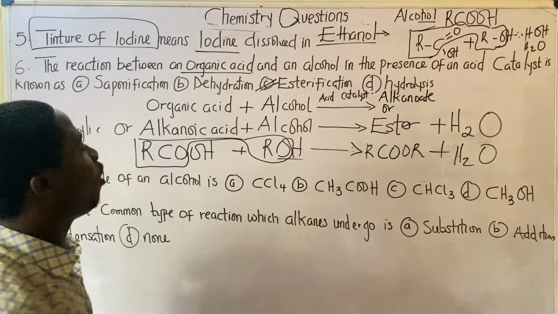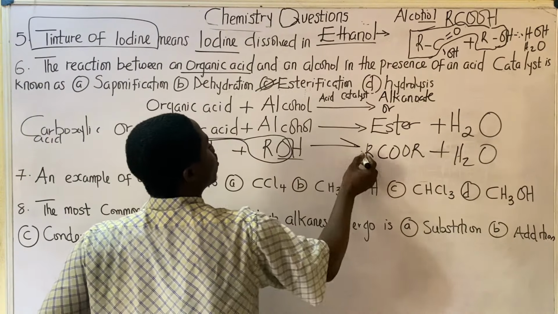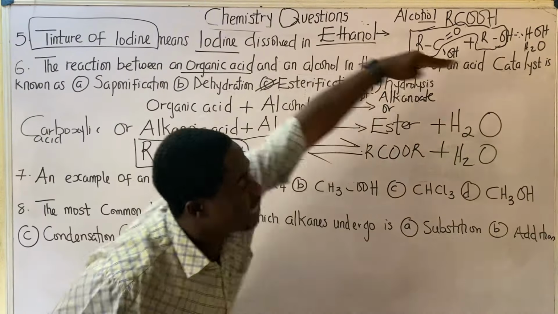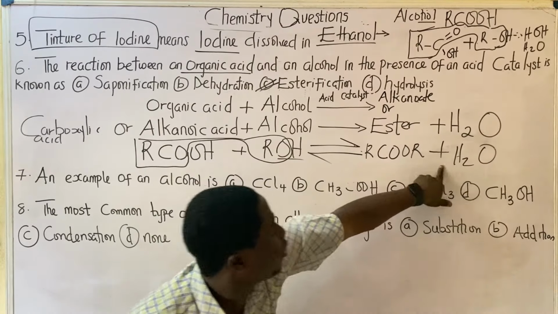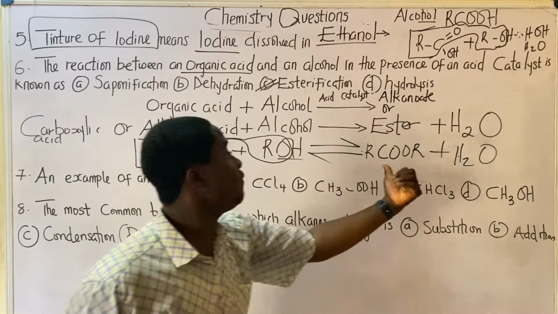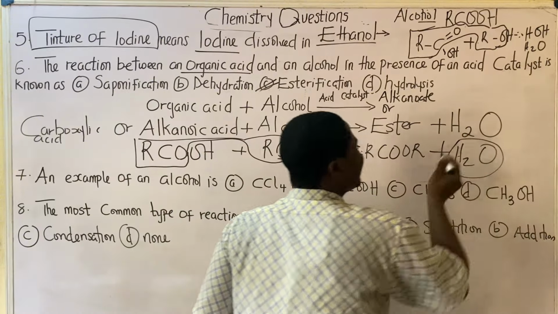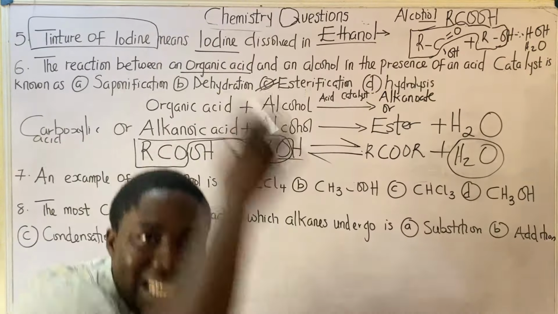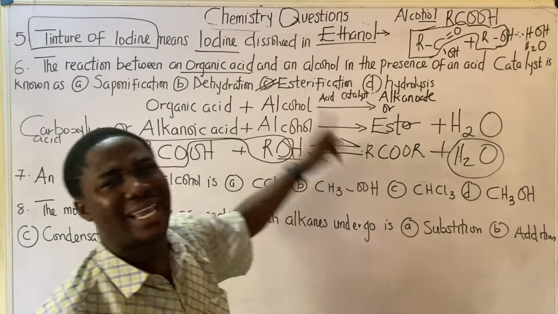Esterification is the answer. But this reaction is basically a reversible reaction whereby it proceeds forward and also backward. So the forward is esterification. We are forming this ester, which is esterification. But if we are going backward, you can see that there's presence of water. So this water will serve as a splitting agent. The water will split back this ester we formed.